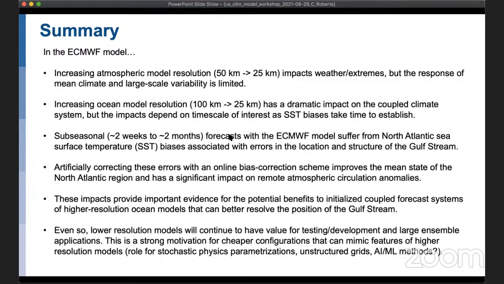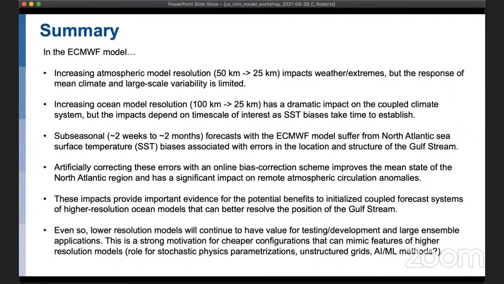In our subseasonal system, our forecasts suffer from errors in the North Atlantic, which are associated with biases in the location and also the structure of the Gulf Stream. If we correct these errors with an online SST bias correction, we can improve the mean state of the North Atlantic, but we also see a significant impact on remote atmospheric circulation anomalies. And so these impacts provide important evidence to us that there is going to be some benefit to having an initialized coupled forecast system with a much higher resolution ocean, one that can better resolve the position of the Gulf Stream and both initialize and maintain accurately these mesoscale features in the North Atlantic.